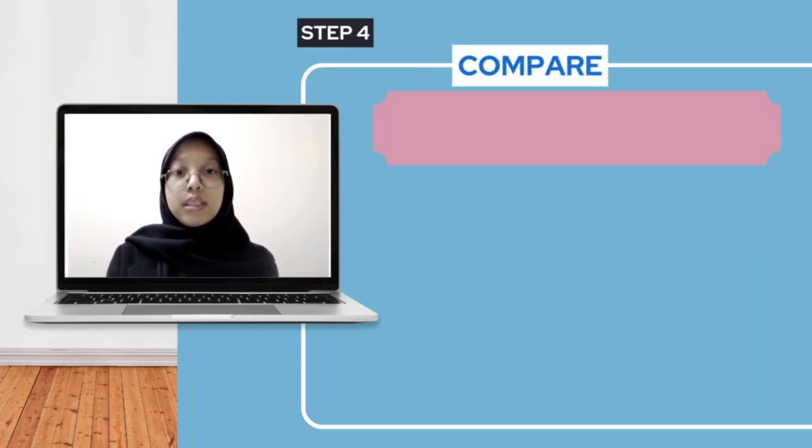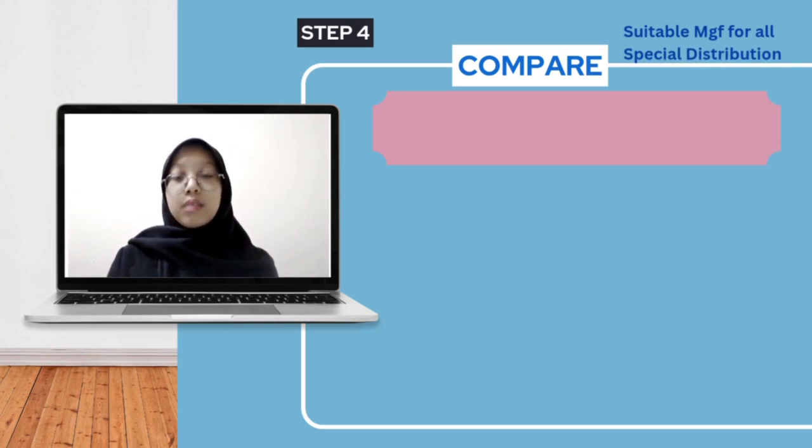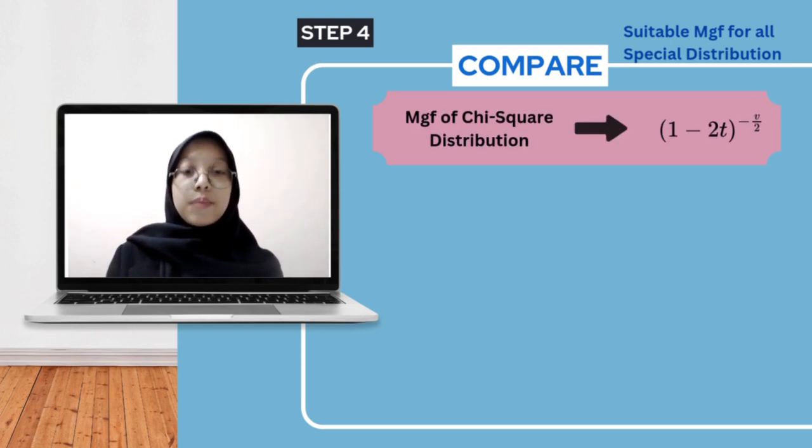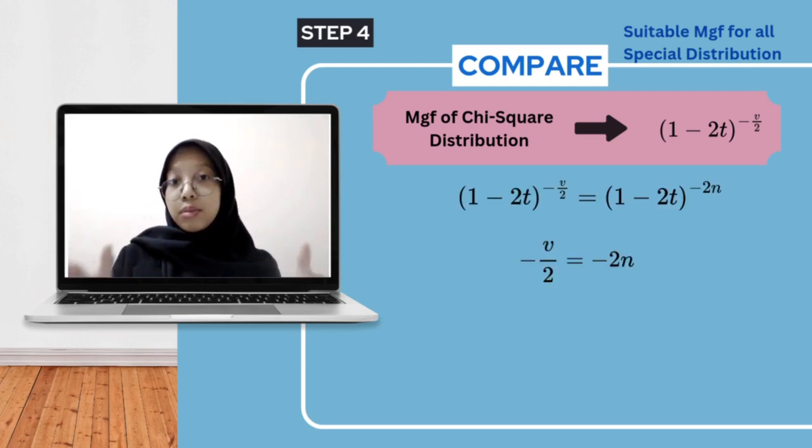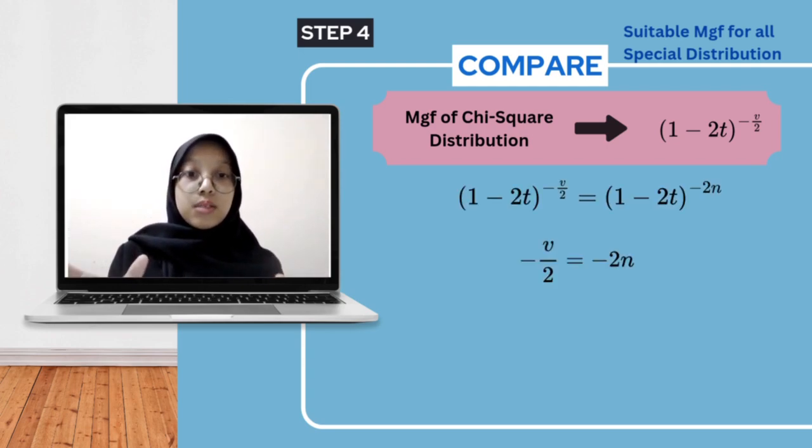Now that we have the MGF of W, we need to compare the MGF of W with a suitable MGF for a special distribution. After the comparison, we find that the MGF of W is the most suitable with the MGF of the chi-squared distribution. So hence, we need to compare both the MGF of W and the MGF of the chi-squared distribution.